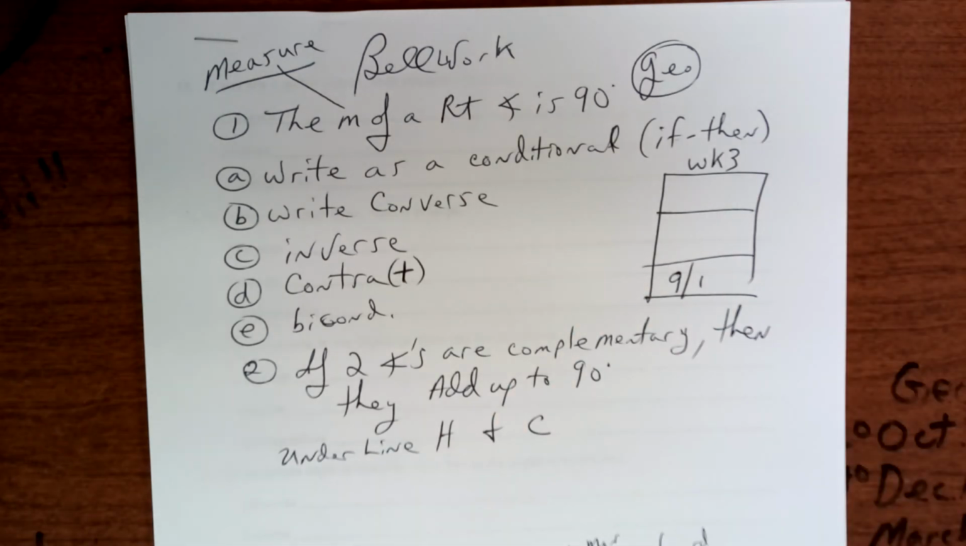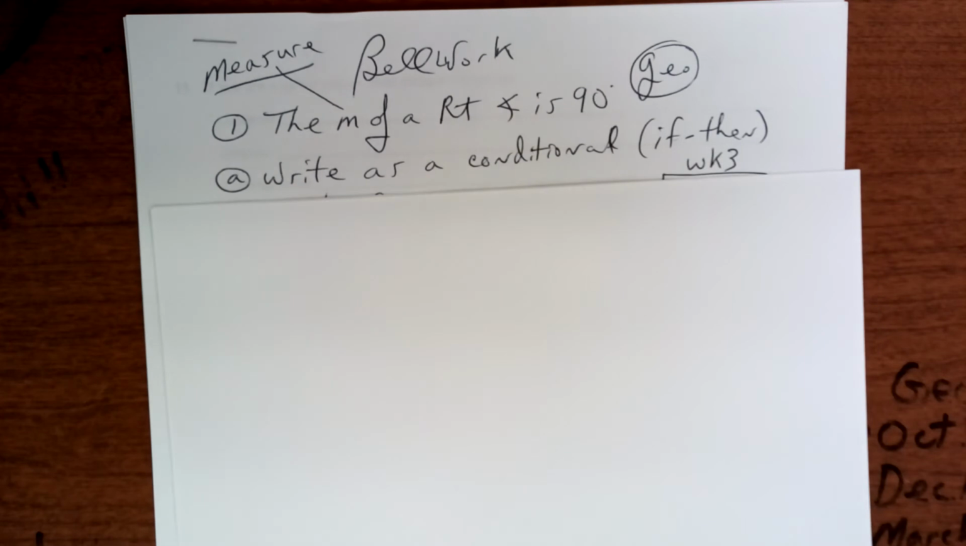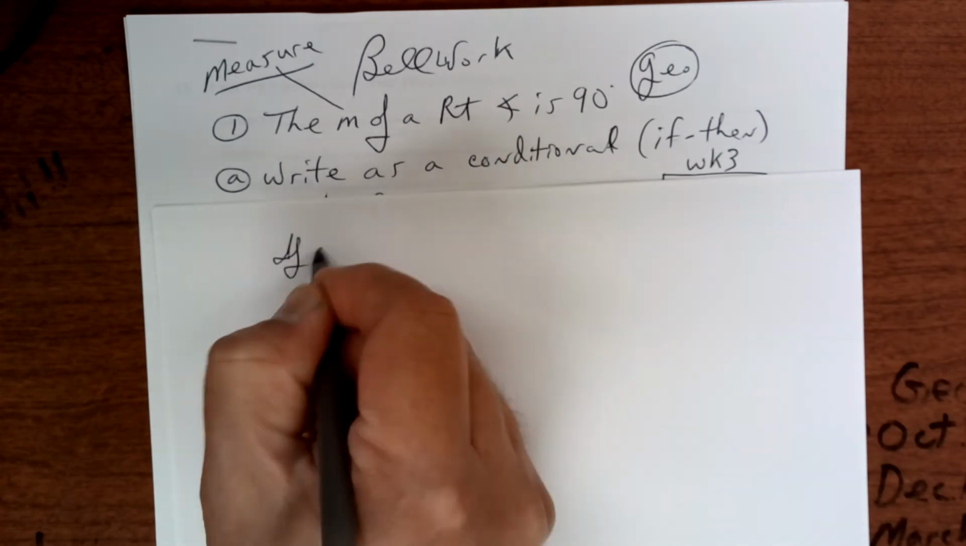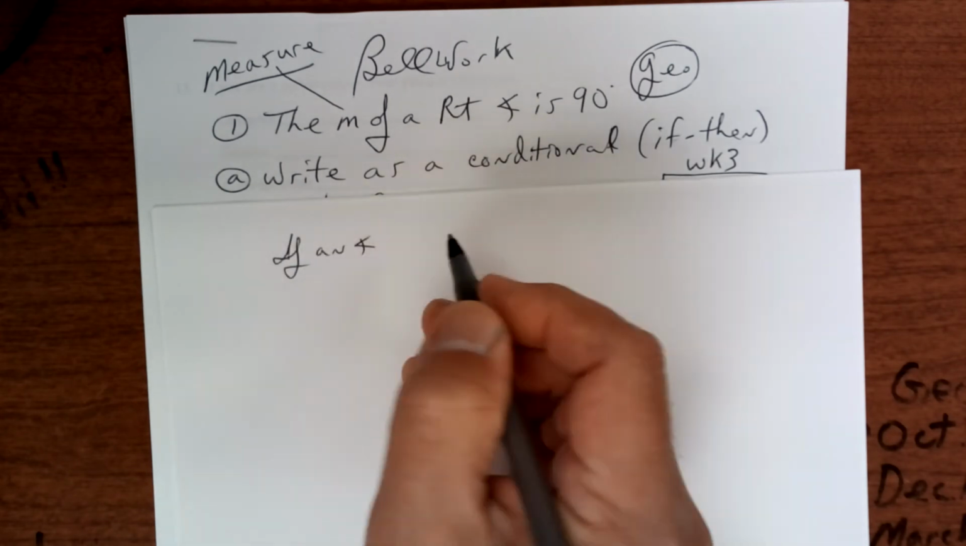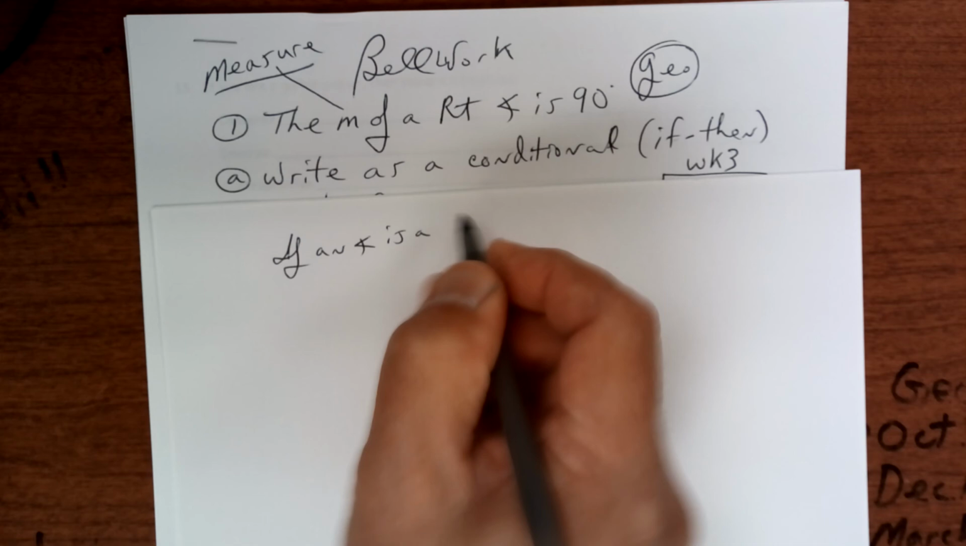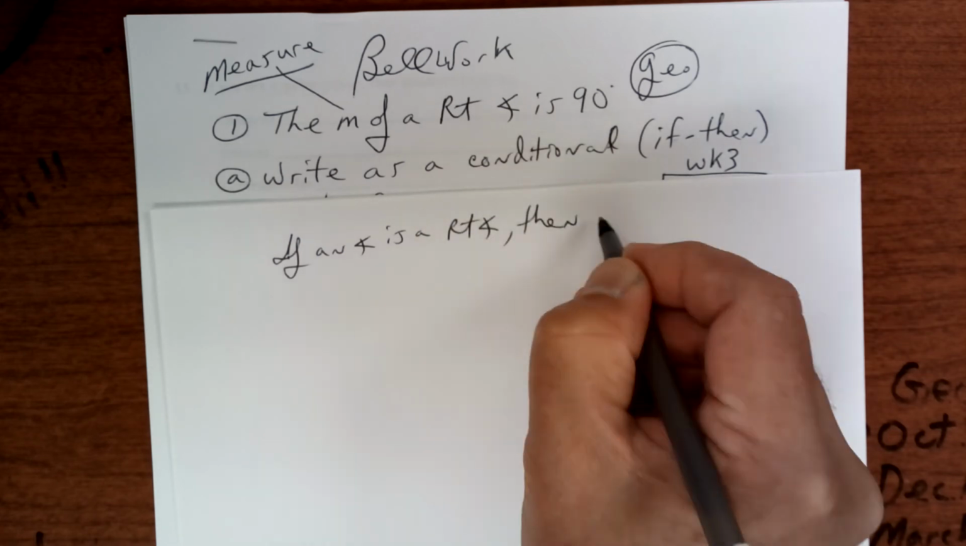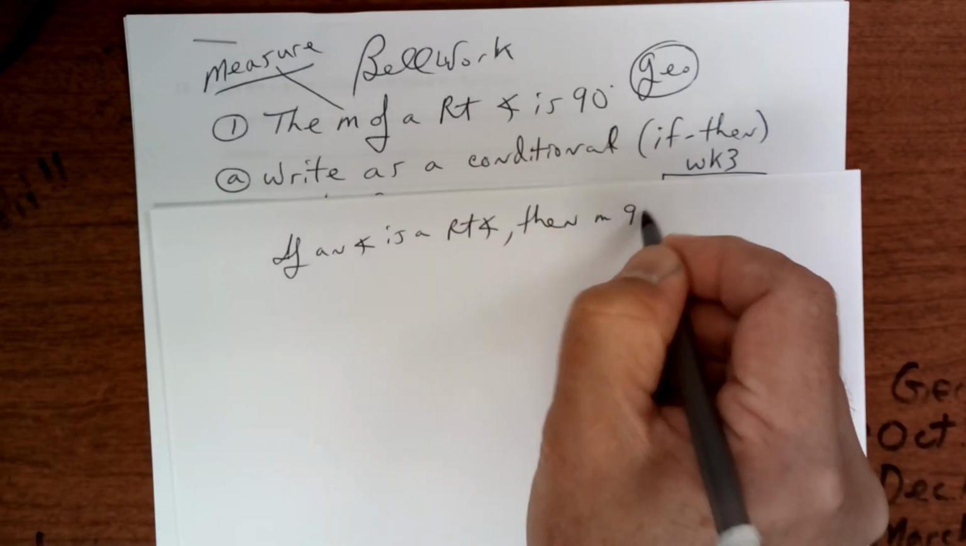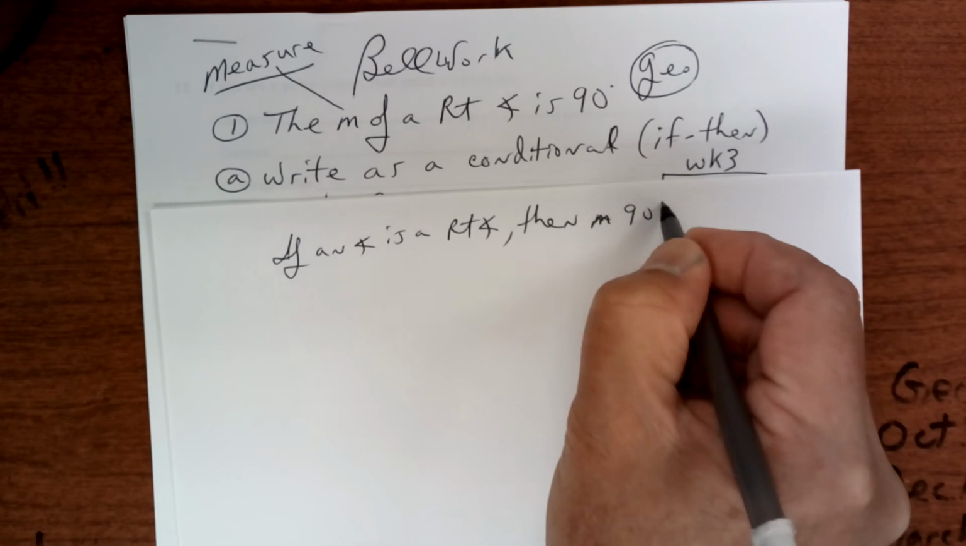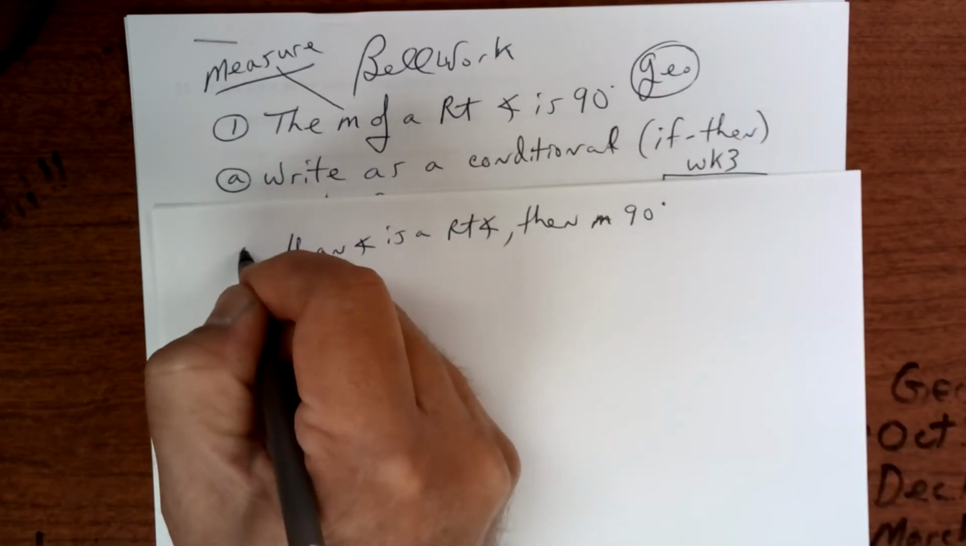It says the measure of a right angle is 90 degrees. A says write it as a conditional. So you're going to say, if an angle is a right angle, then it measures 90 degrees. Okay, that's number one, or A.